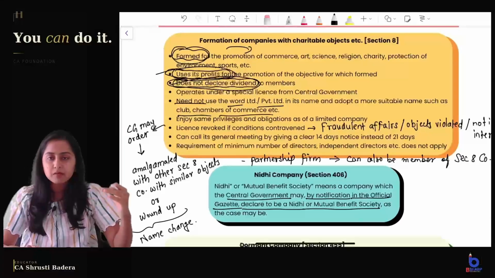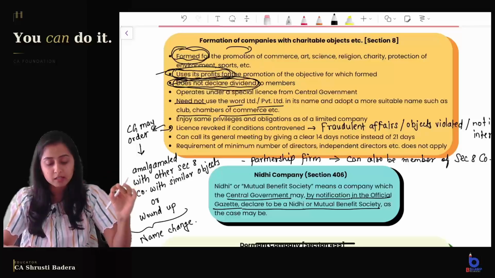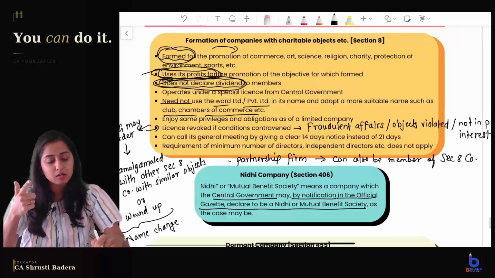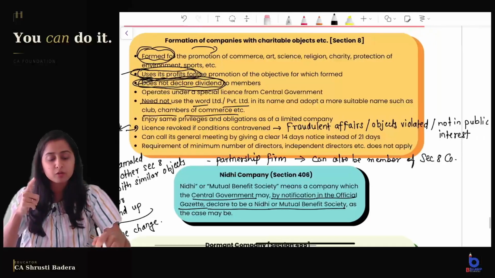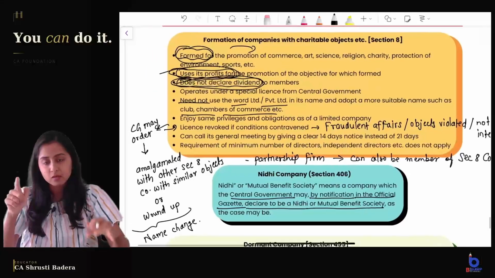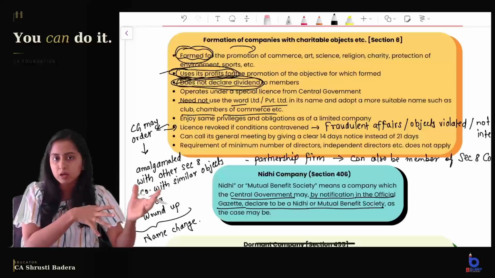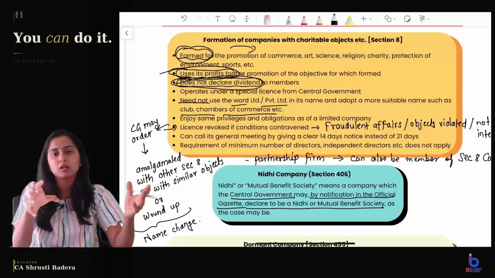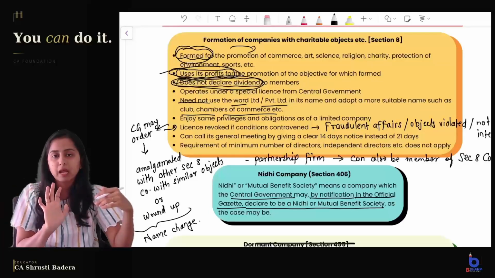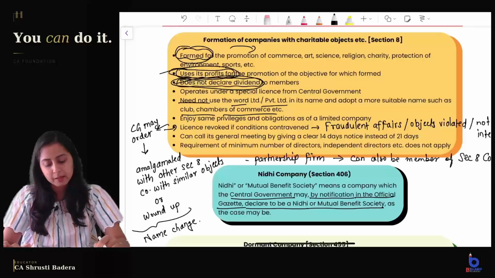It enjoys same privileges as of a limited company. Your license can be revoked if the conditions are violated, such as if your activities are conducted fraudulently, or your object clause is violated, or your activities are not in public interest. If the license is revoked, the central government may order to amalgamate this company with another Section 8 company having similar objectives, or the government can order to wind up the company. And if the license is revoked, you will have to use the words private limited or limited in front of your name.